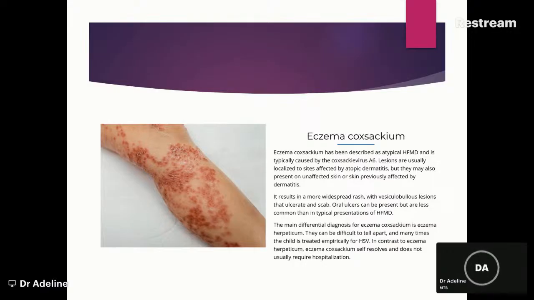This results in a more widespread rash with vesicular bullous lesions that can ulcerate and scab. Oral ulcers can be present but are less common than in typical presentations of HFMD.